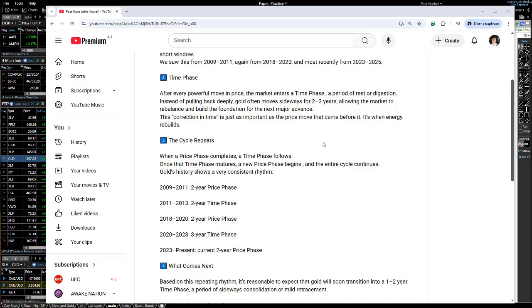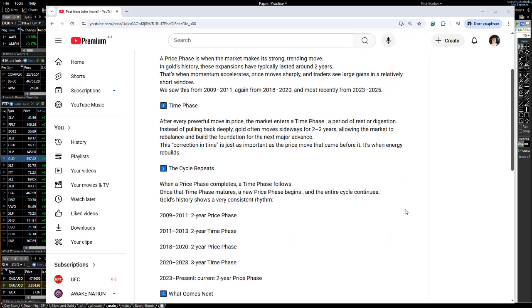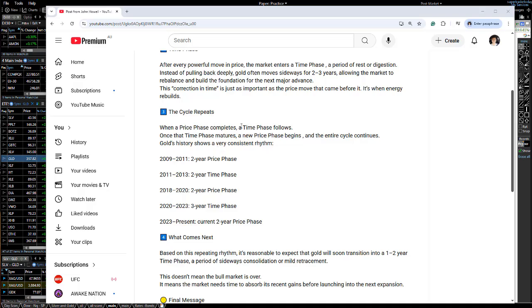So that's when the energy builds, and not only in gold. This is not gold analysis once again, traders. This is where it gets so powerful. I hope you guys are seeing this. This is how all markets work. The best type of positions to look for is when the market has been building a lot of energy. See this phase here? That was when gold was building the energy before the next move. So the cycle repeats. When a price phase completes, a time phase follows. Once that time phase matures, a new price phase begins. Price and time, price and time, price and time.